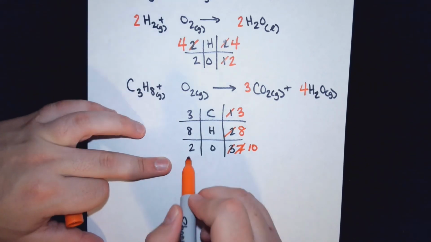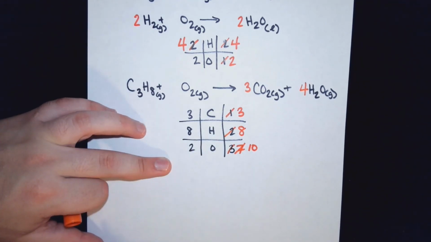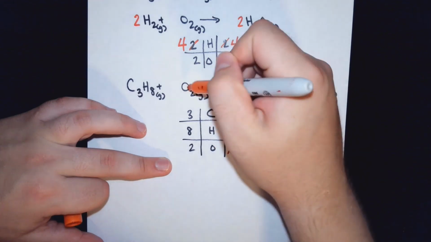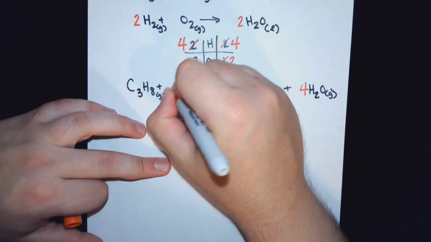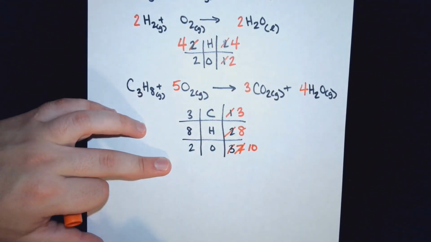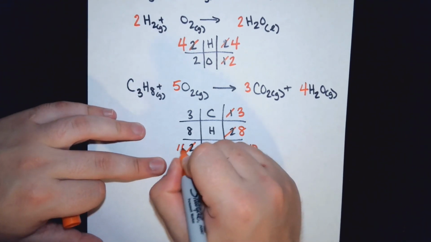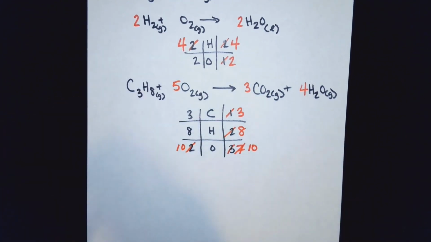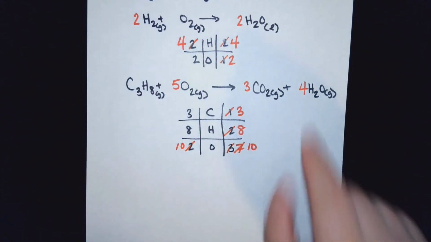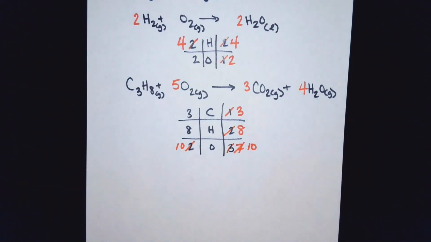So now we need to increase the number of oxygens on the reactant side. So we have O2 here. So we can put a 5 here, because 5 times 2 gets us 10. And that reaction is now balanced. Let's double check our coefficients. We have 1, 5, 3, and 4. You cannot reduce that ratio, so that is our balanced reaction.